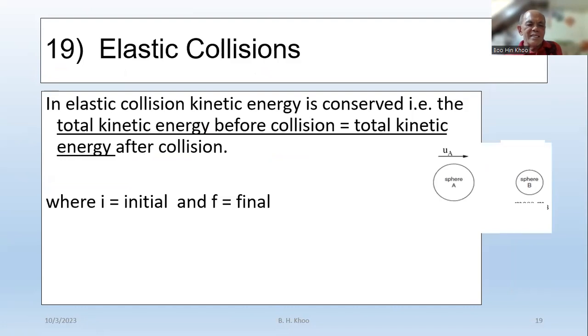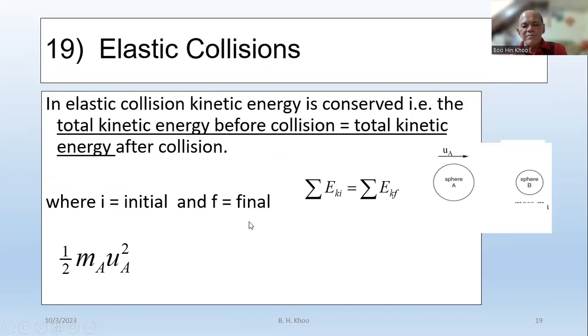In elastic collision, kinetic energy is conserved. Total kinetic energy before collision equals total kinetic energy after collision. I stands for initial, F for final. Okay, so instead of writing all these in words, we can write in mathematical symbols.